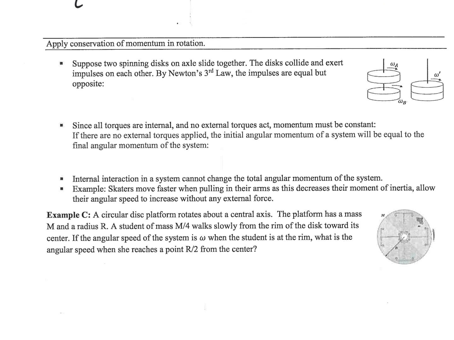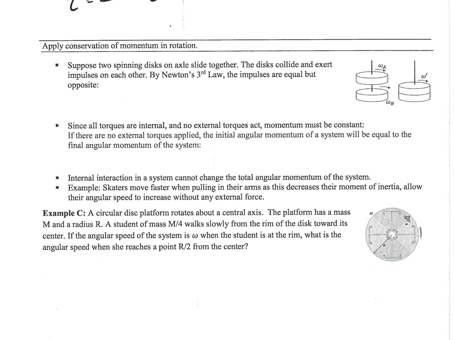All right, so conservation of momentum. We already said, suppose two discs are spinning on an axle together. They slide together, they collide and exert impulses on each other, don't they? If you've got one spinning and another one spinning and one falls onto the other one spinning, they are exerting an impulse on each other. Now, third law says what one applies to one, A applies to B, B applies to A. So what we have is the torque of A on B has to be equal to the torque of B on A, doesn't it?